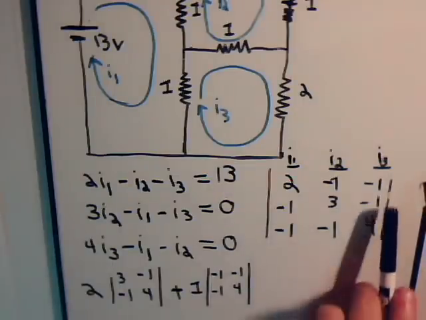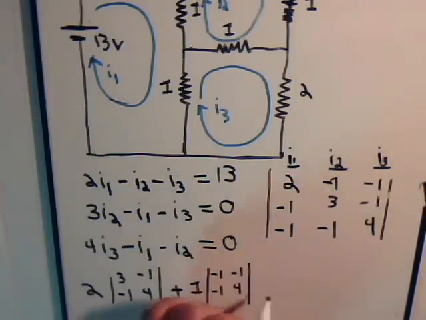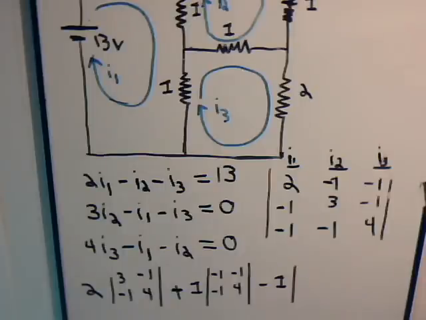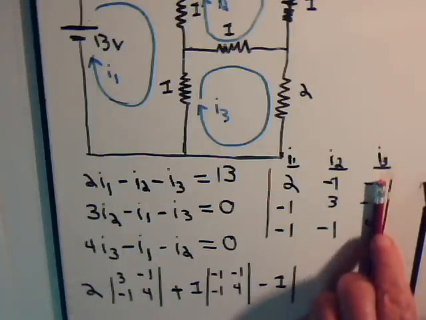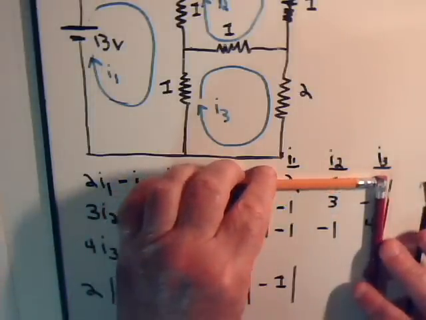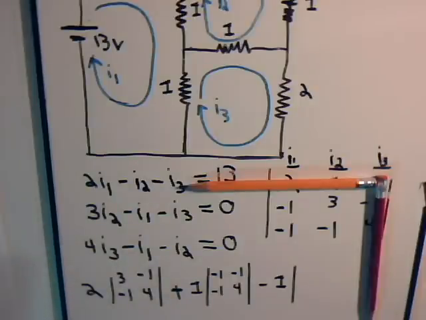Okay, and then here this is a minus sign, so we have -1 times this subdeterminant. Cover up the column, cover up the row, and we have -1, -1, 3, -1.